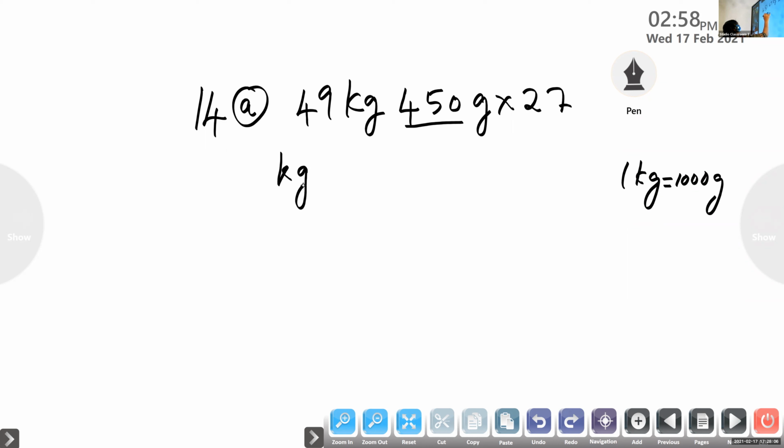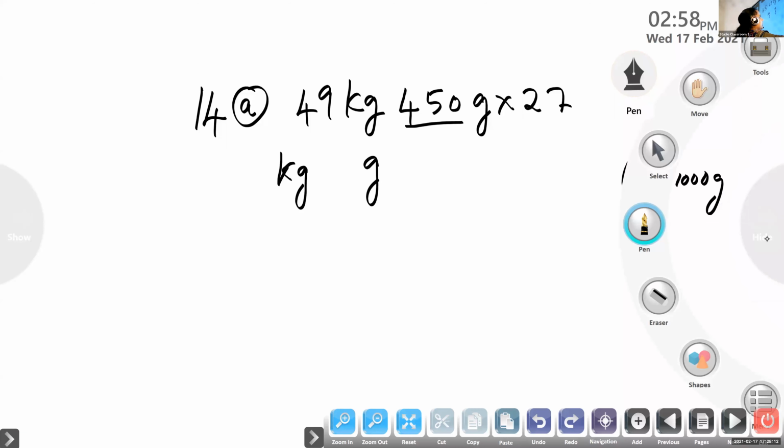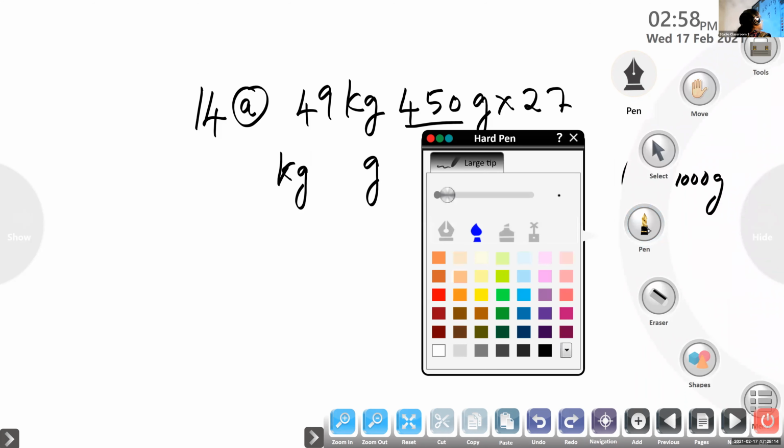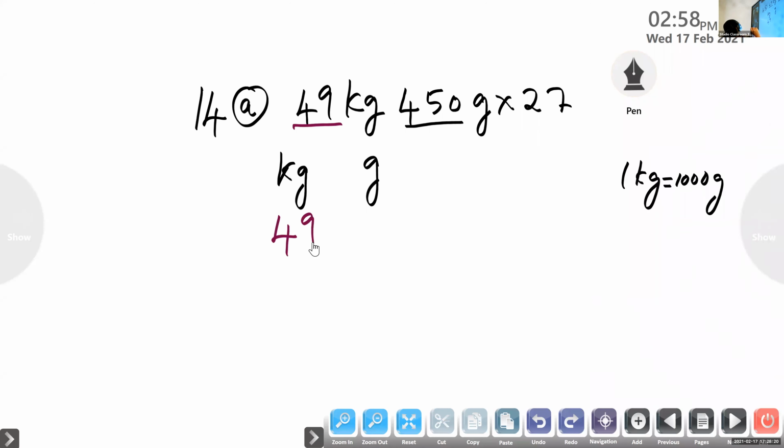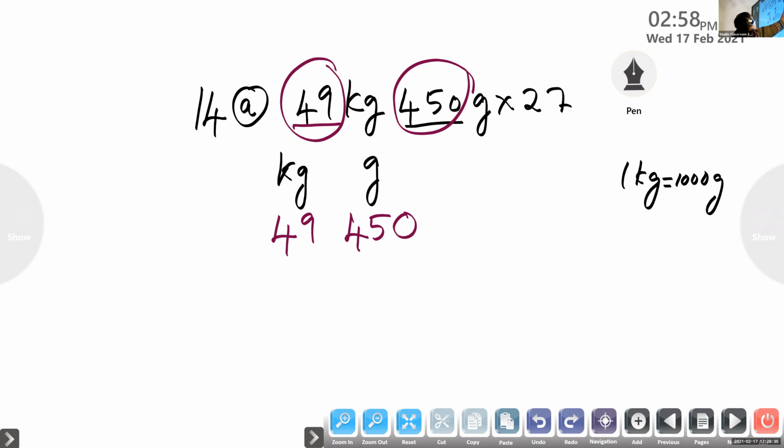Write kg and gram. Then write below how many kg, then how many gram. Then start normal multiplication. Here we have how many? 49 kg. Write the number. Look at the number here, 49. So write 49 below kg. And here how many gram? 450 gram. So what do you have to do? Write 450 right below gram.